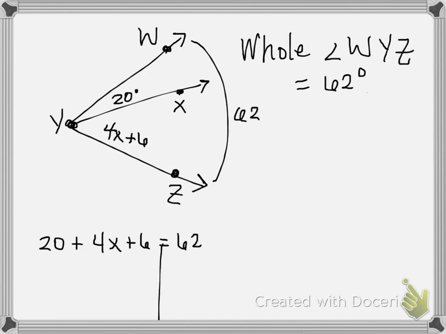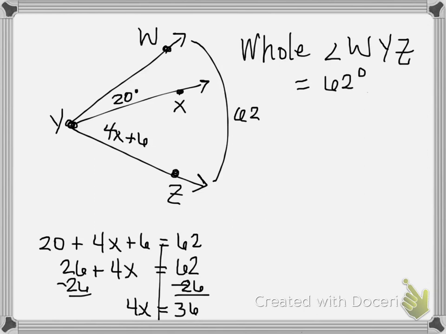Now it just turns into solving just like an algebra 1 equation. I combine like terms, so it's 26 plus 4x is equal to 62. I'm going to subtract 26 from both sides. That gives me 4x is equal to 36. Then we divide by 4, and you get x is equal to 9.